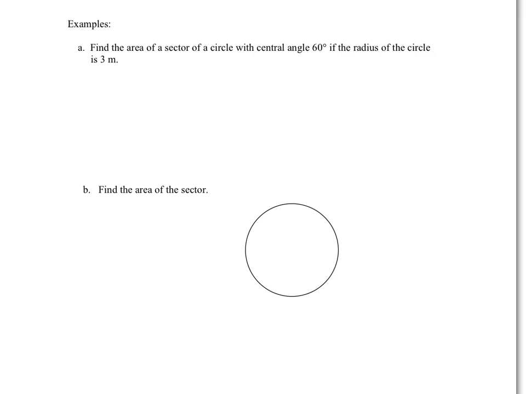So this first example says find the area of the sector with the central angle of 60 degrees if the radius is 3 meters. So again, let's go ahead and start off writing our given information. So A, that's what we're looking for. We're trying to find the area. My angle theta is 60 degrees. So again, I have to convert to radians, so I'm going to multiply by pi over 180. So that's going to reduce down to pi over 3. And then my r is 3.